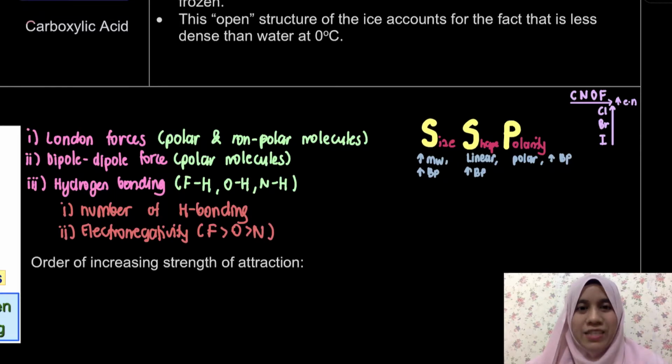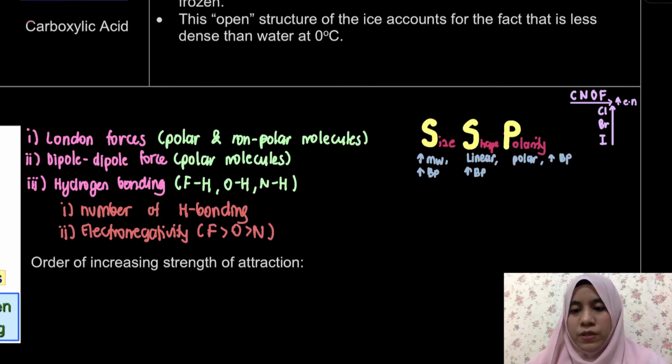For the case of London force and dipole-dipole force, there are three factors when we're comparing the strength of the intermolecular force. The first one is the size. For a given molecule, first thing first, we look at the size. For any hydrocarbon or organic molecule, you have to look at the number of carbon. Next, if the molecules have the same molar mass, we look at the shape. Usually for carbon and hydrogen it is the same.